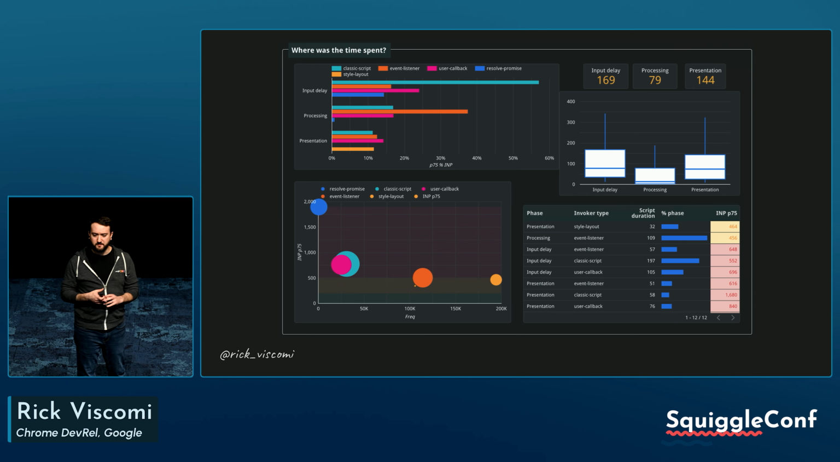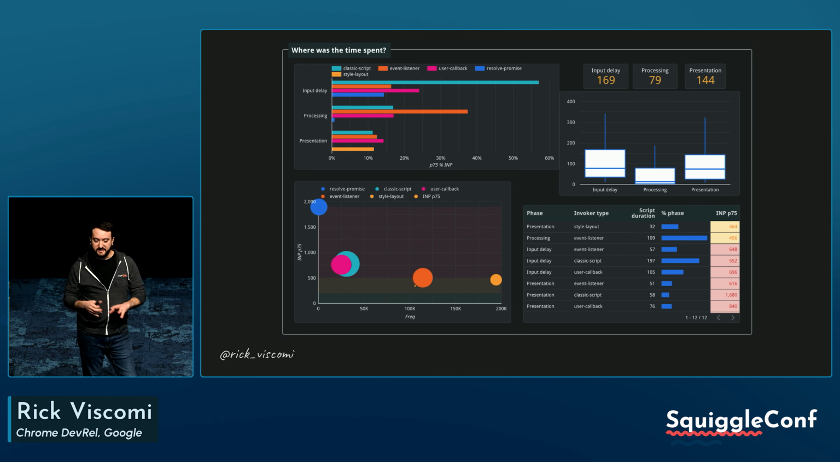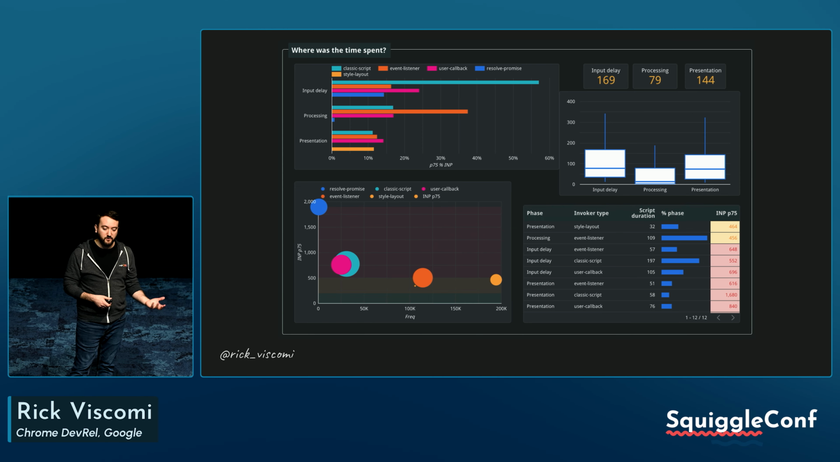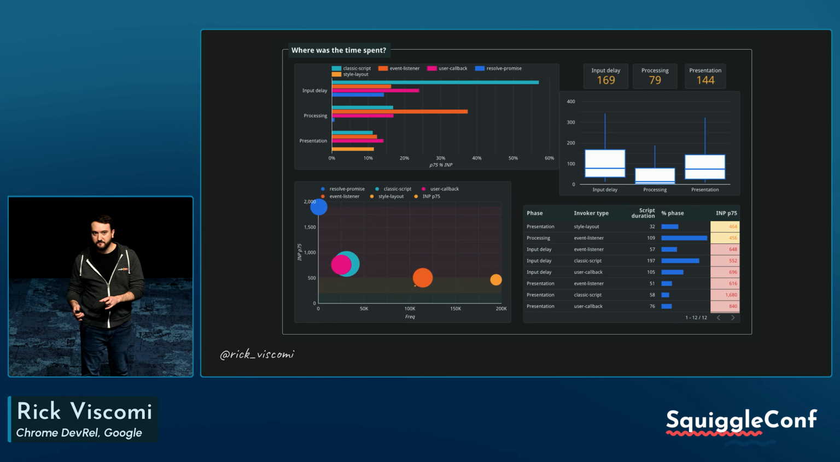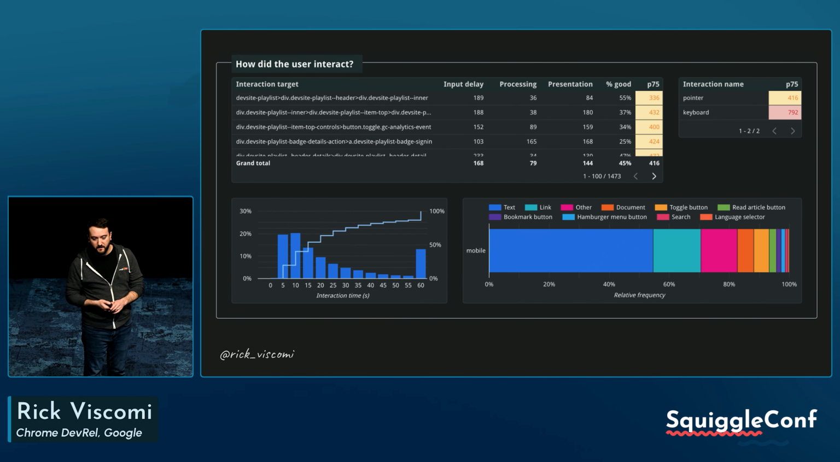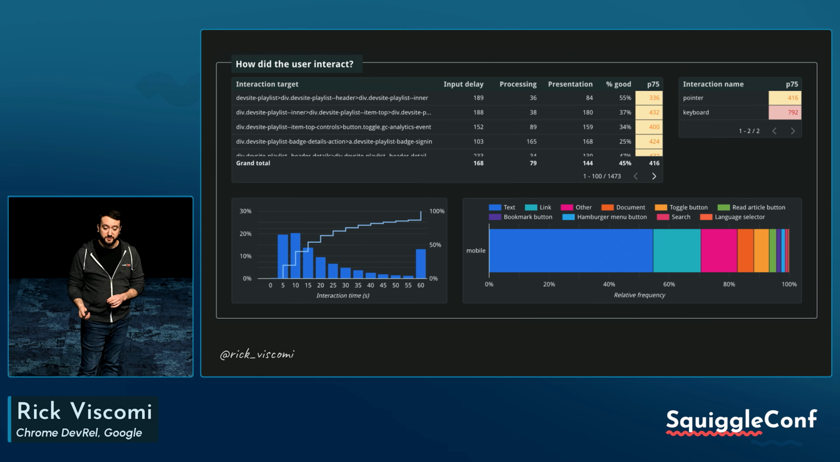Another thing you might notice in the bubble chart at the bottom left is there really isn't any one script type that stands out as both popular and slow. So this suggests to me that it's more that the page is very busy rather than the interaction handler itself being slow. The last place I'll look is at the interaction target.